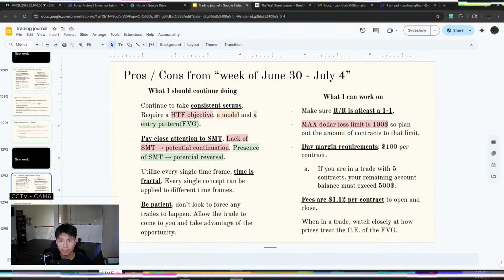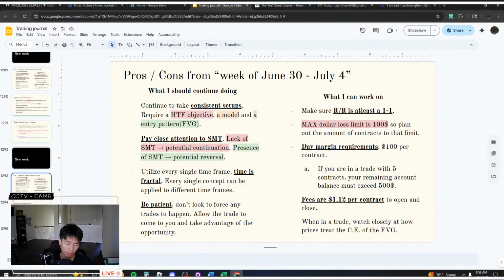Alright, so some of the pros and cons from the previous week that I can carry over into this week is, first, continue to take consistent setups. I'm always going to have to require a higher time frame objective, a model, and an entry pattern for every single one of my setups.